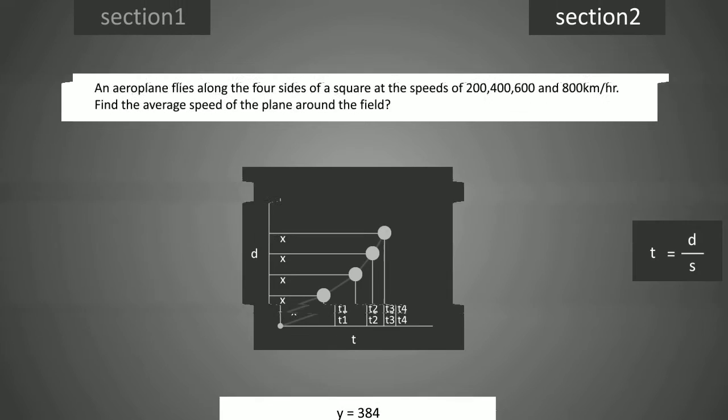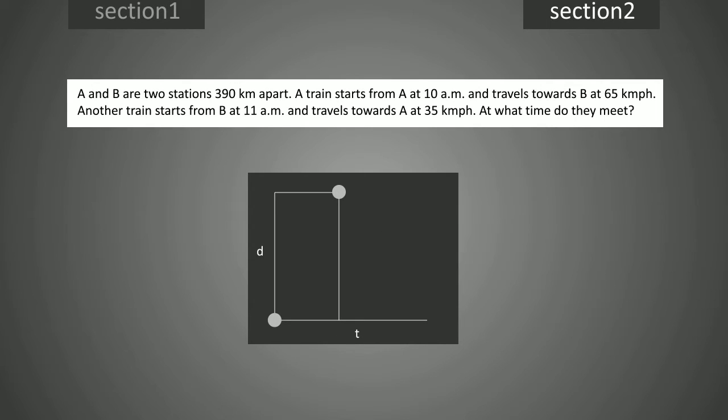Problem 2. A and B are two stations 390 kilometers apart. A train starts from A at 10 a.m. and travels towards B at 65 kilometers per hour. Another train starts from B at 11 a.m. and travels towards A at 35 kilometers per hour. At what time do they meet?